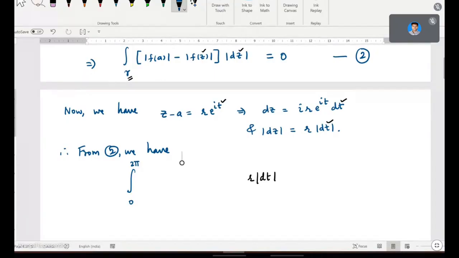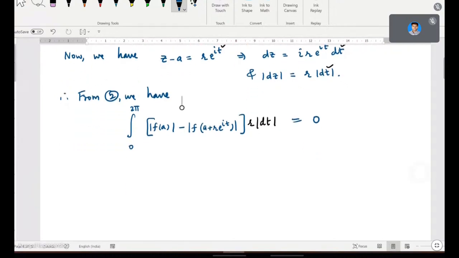Now, this is r, and this is mod of f at a minus mod of f, and instead of z here, I'm going to replace this z by a plus re^(it). Is this okay? So we have this. So this is equal to 0. So we have made these substitutions.